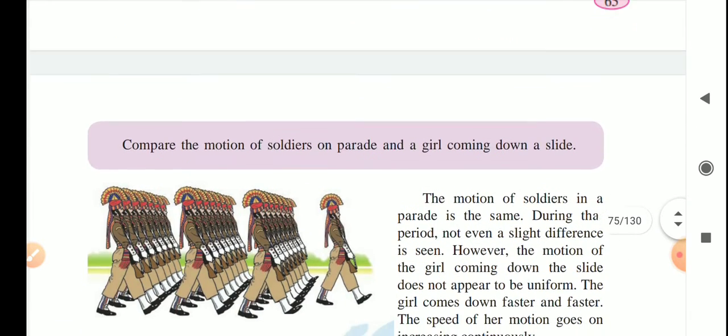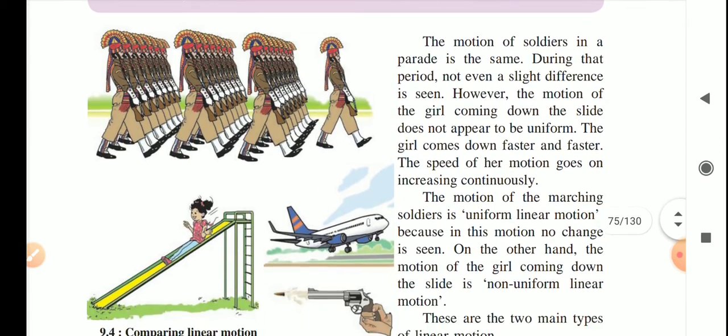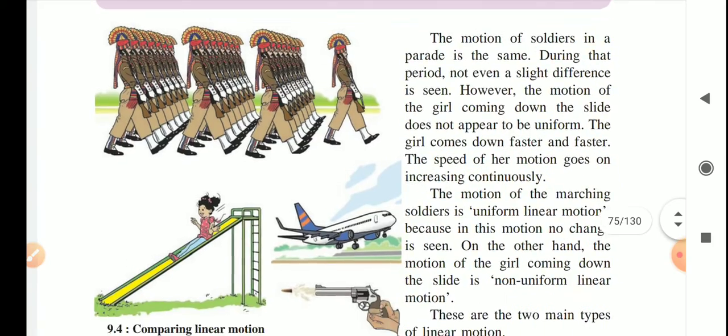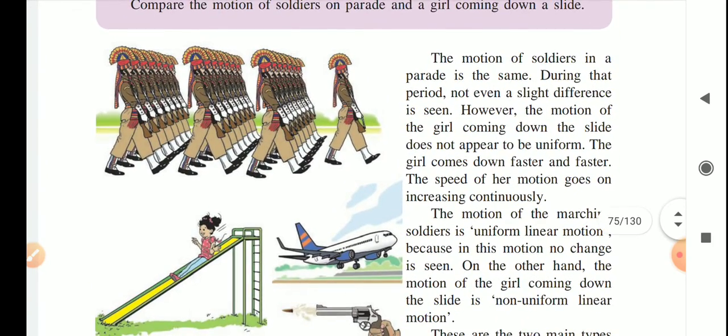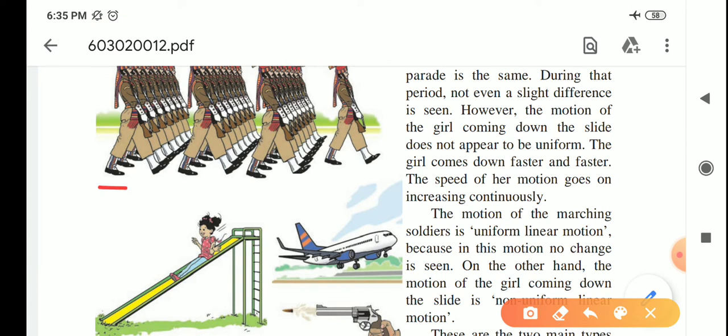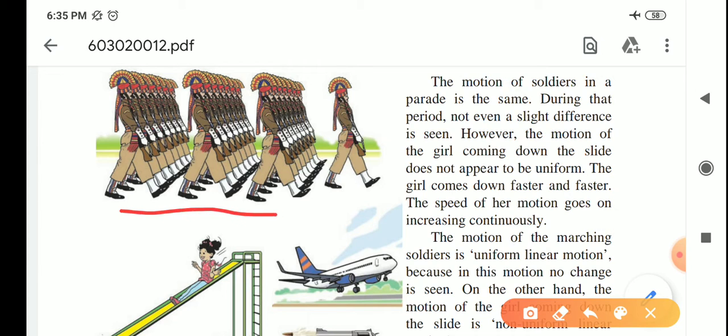Now here two examples are given. One is soldiers on parade and second is a girl coming down a slide. So you have been asked to compare these two examples. In the first example you might have seen this type of parade on Independence Day. Generally the soldiers move at uniform speed. During the parade the soldiers move at uniform speed.